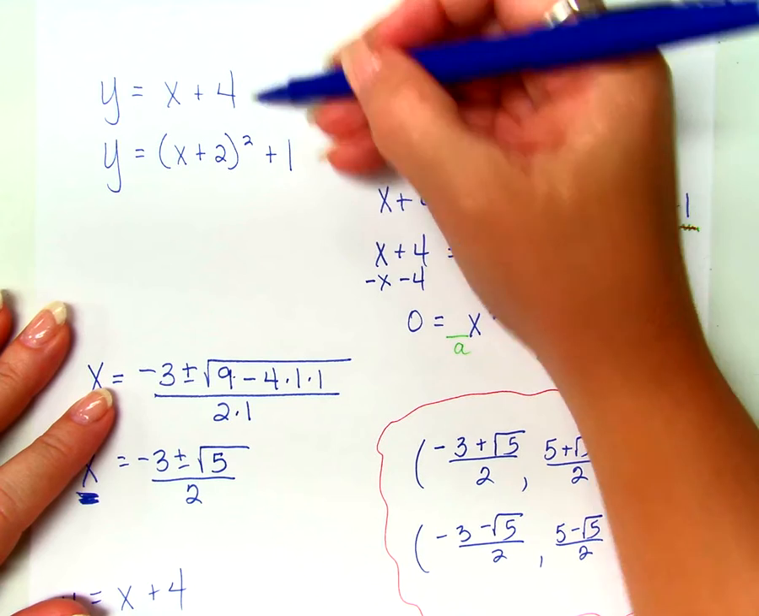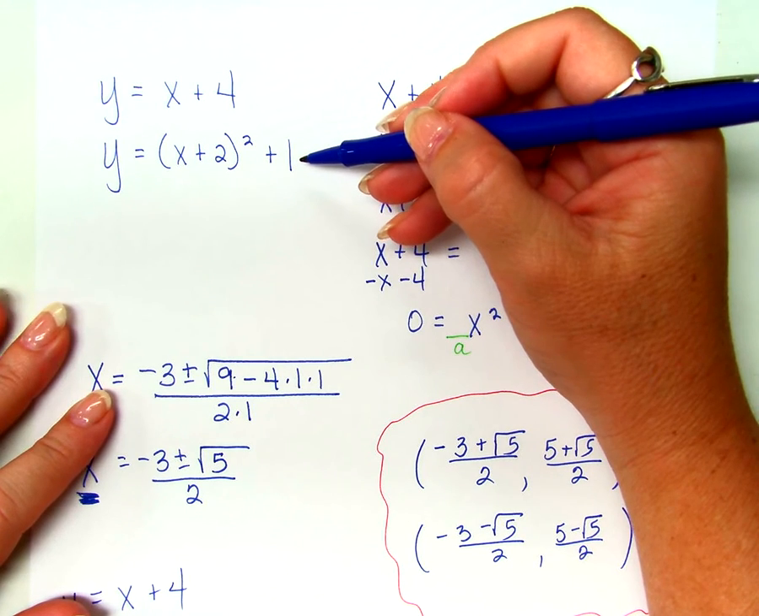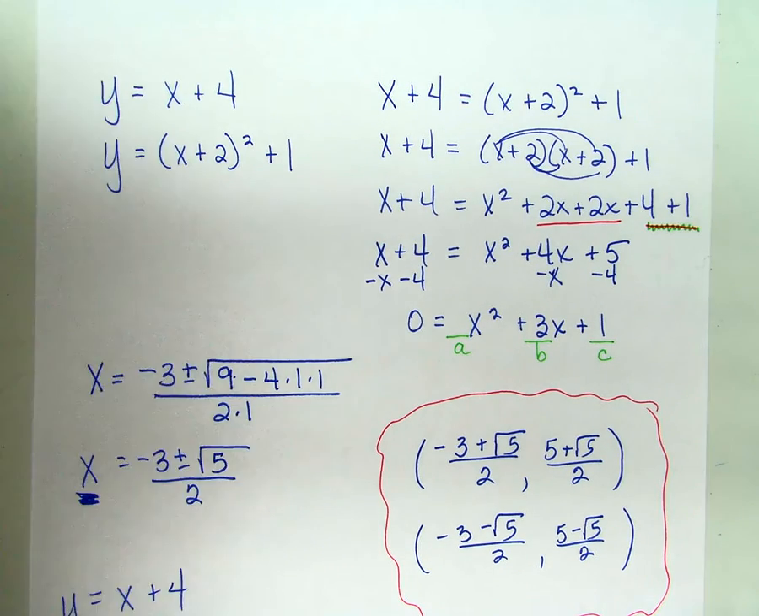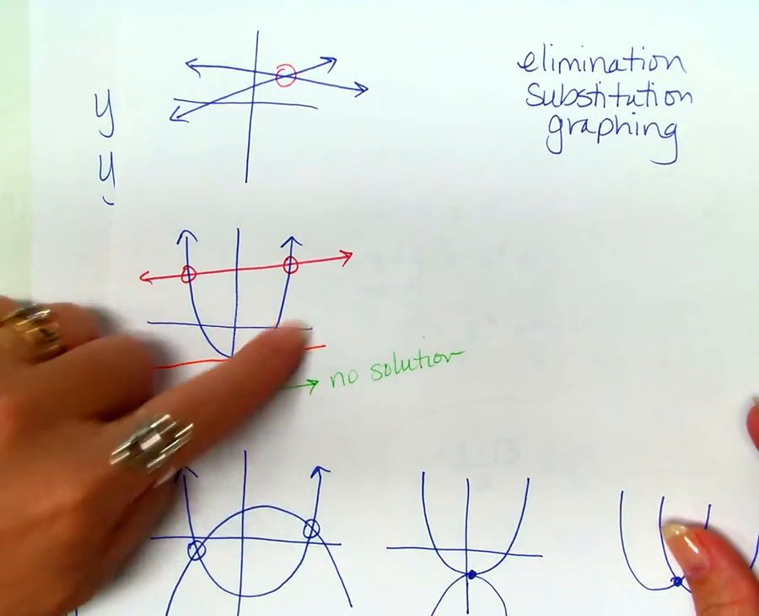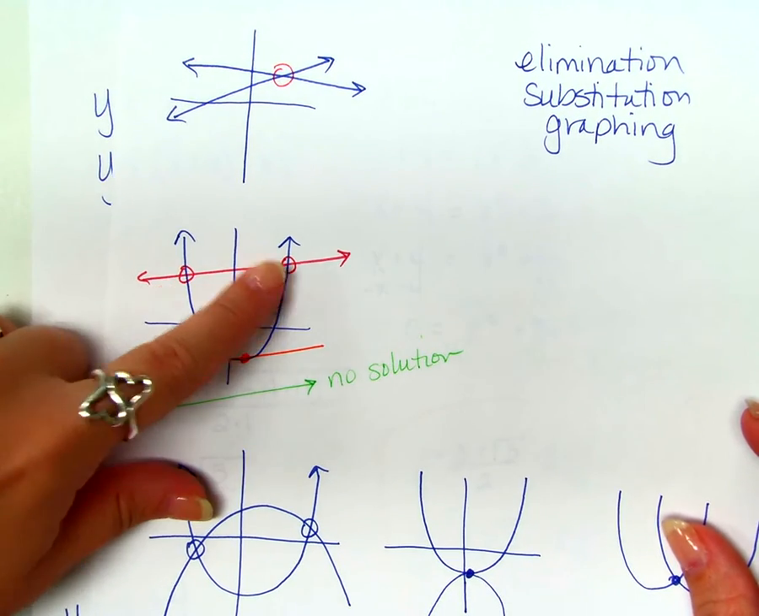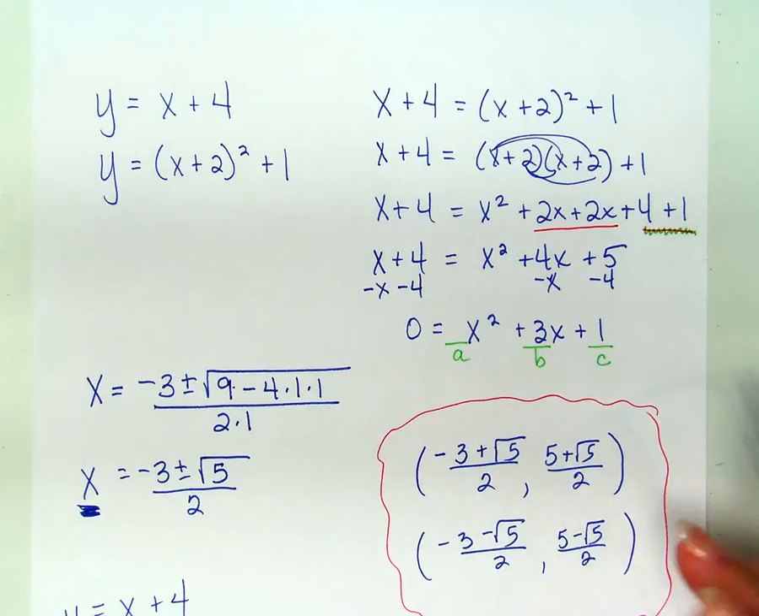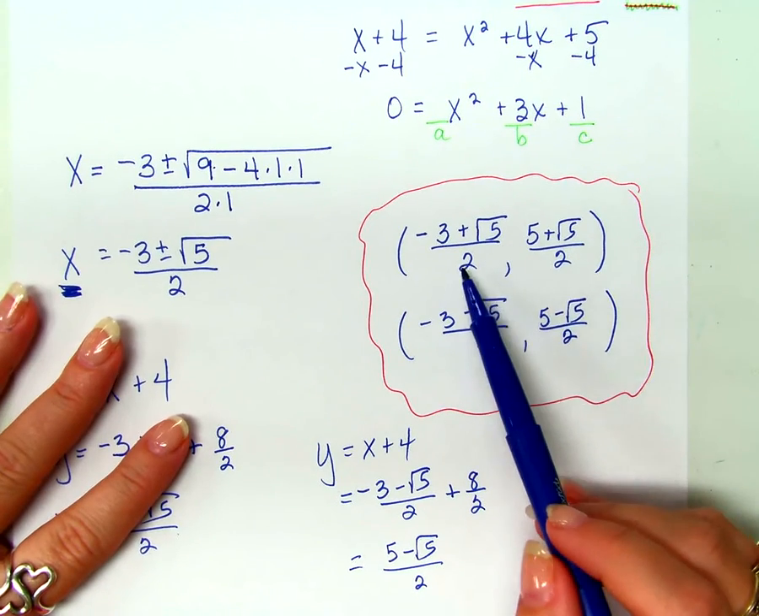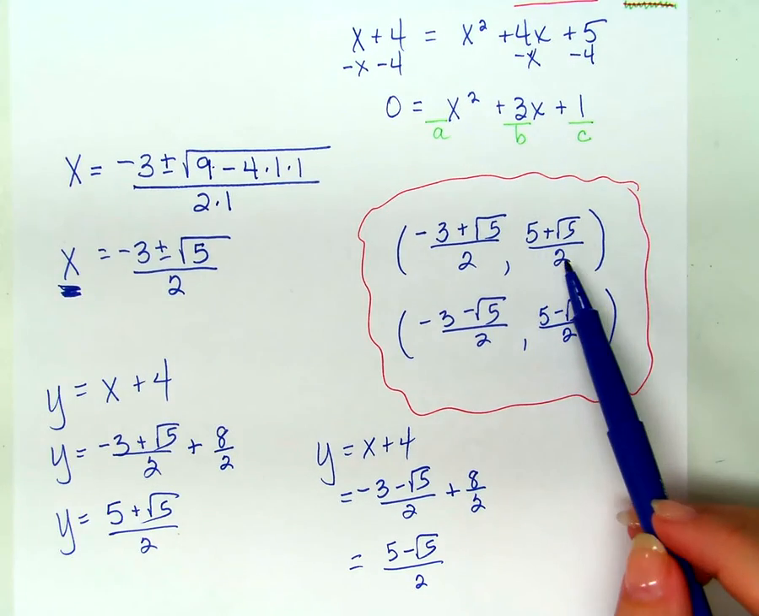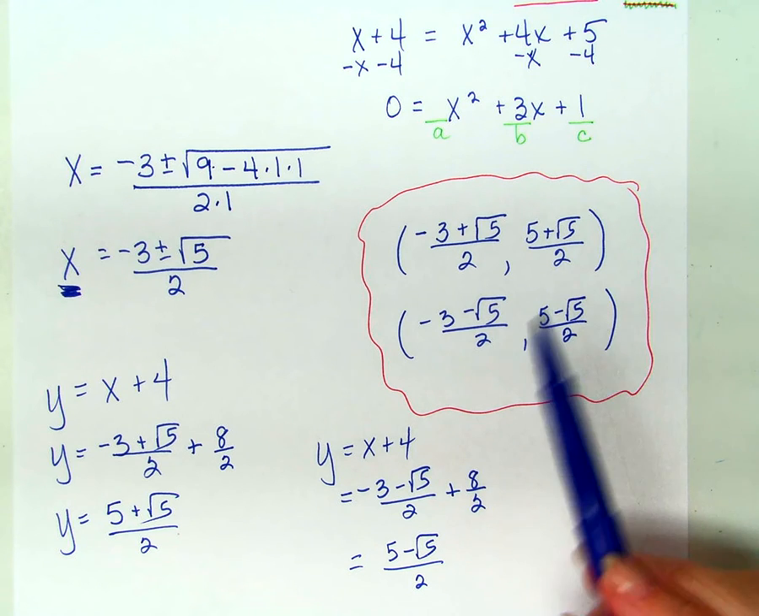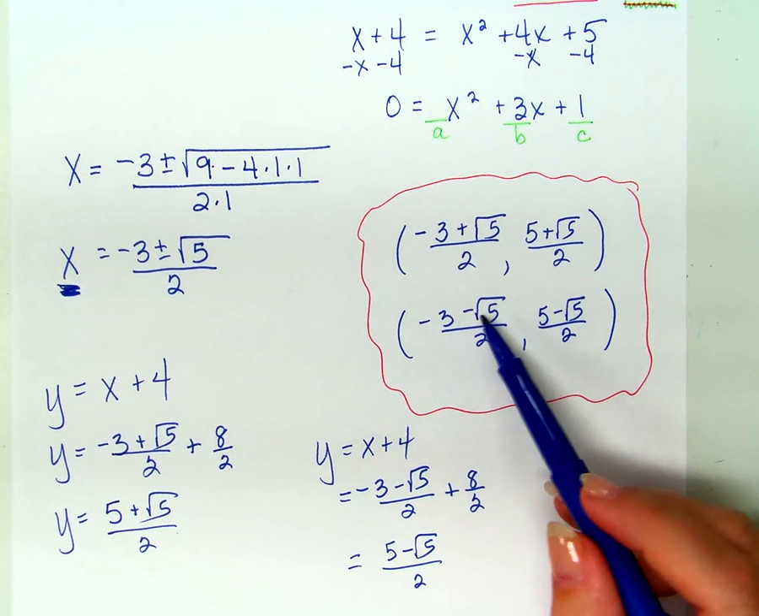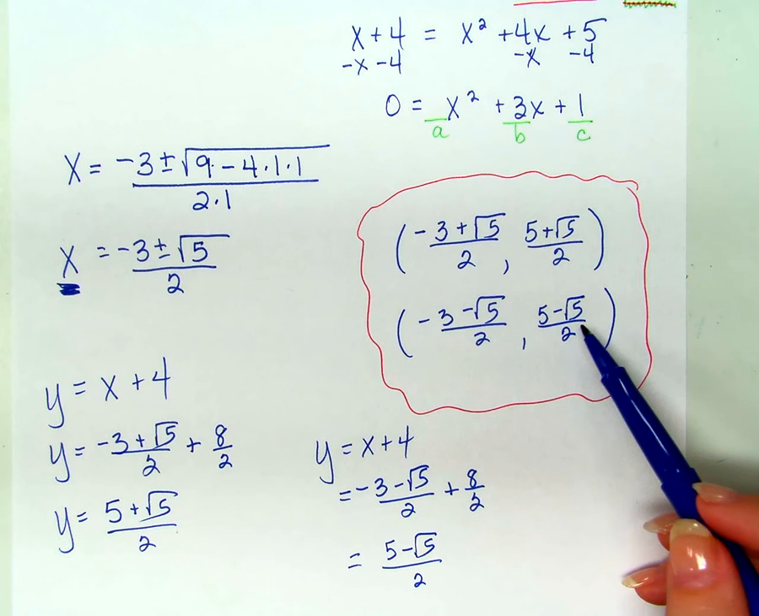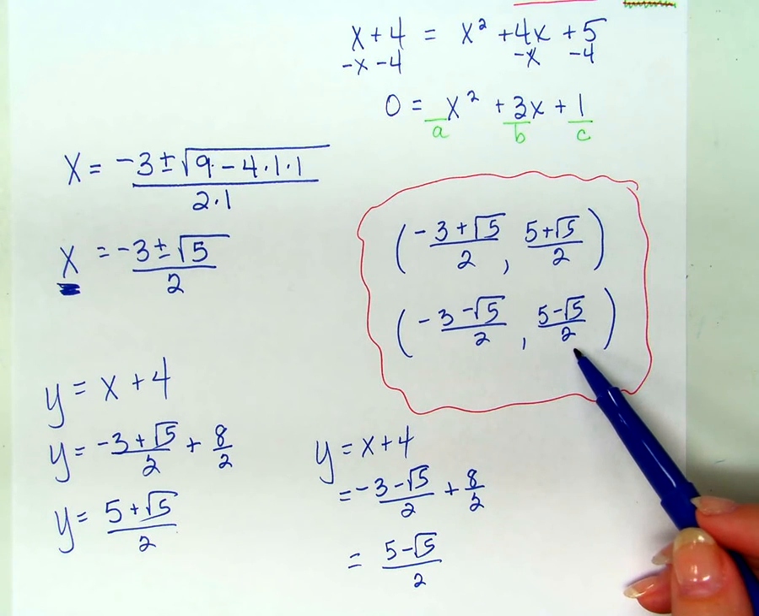So what would happen if I graphed these two? It would be a line and a parabola. How many places would they intersect at? 2. So it would look something like this blue line with the red line through. It has 2 points, right? The first place they would cross is (negative 3 plus root 5 over 2, comma, 5 plus root 5 over 2). And the second place they would cross is negative 3 minus root 5 over 2 as our x-coordinate, and our y-coordinate would be 5 minus root 5 over 2.